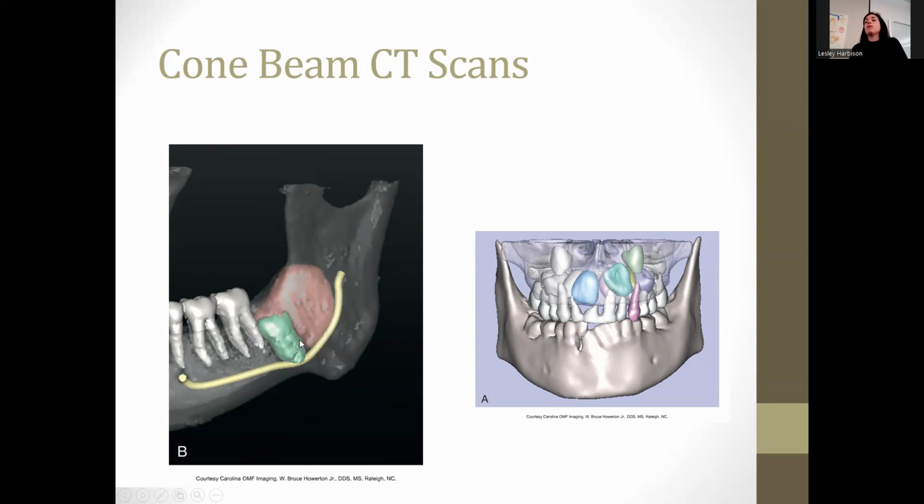Sometimes cysts form around third molars, but it's incredibly helpful for a doctor who wants to see where the nerve is when they're thinking about extracting a third molar. They don't want to get in there and nick the nerve or cause some kind of permanent or transient nerve damage. So it's really helpful for that reason as well.